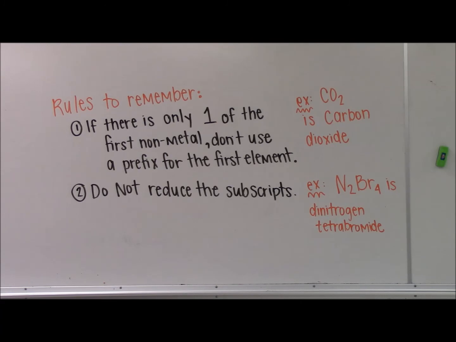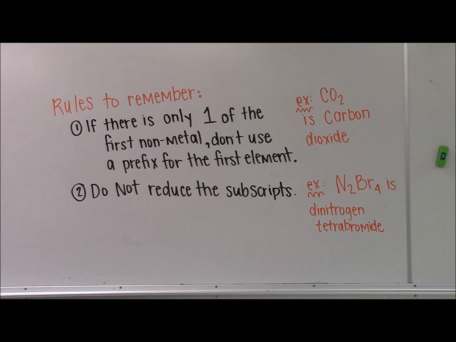All right, there are a couple rules to remember, so be sure to write these down. First, if there is only one of the first nonmetal, don't use a prefix for that element. So for example, if I had CO2, do not write monocarbon dioxide. It would actually just be carbon and then dioxide.